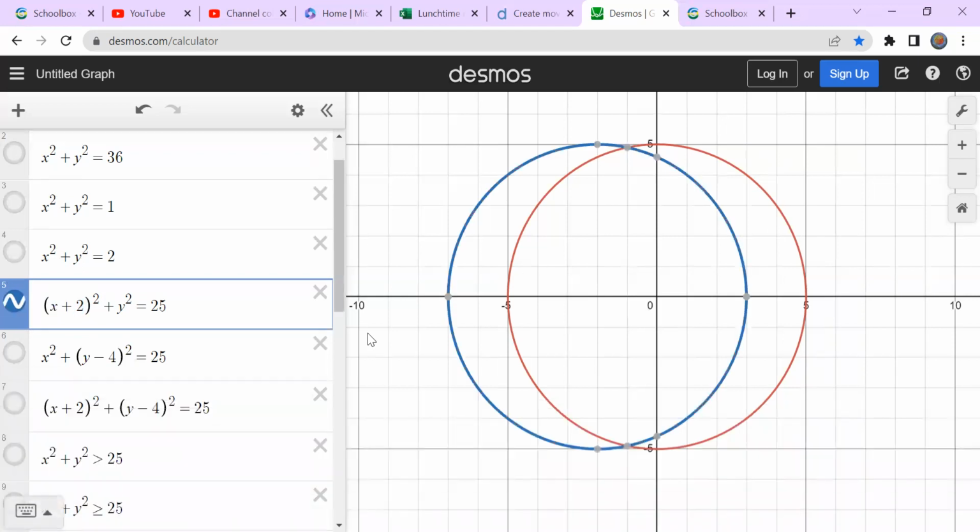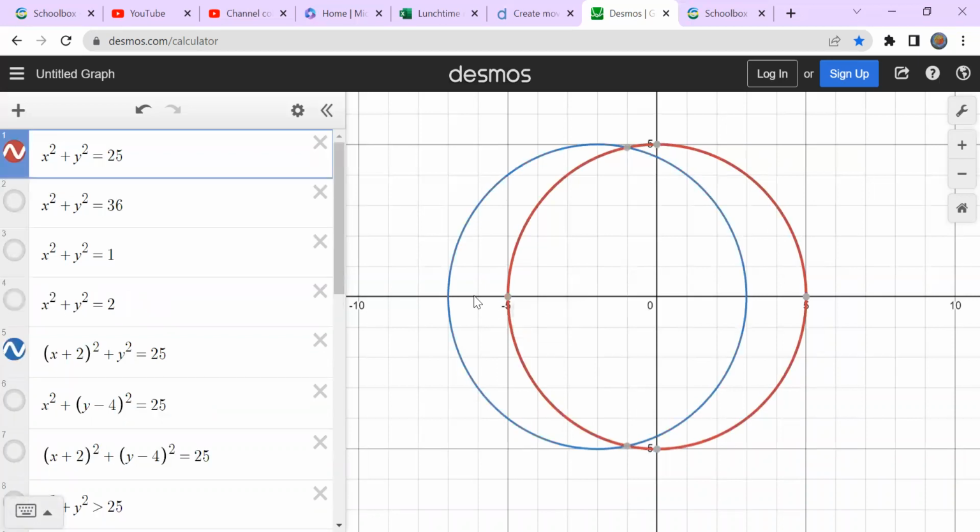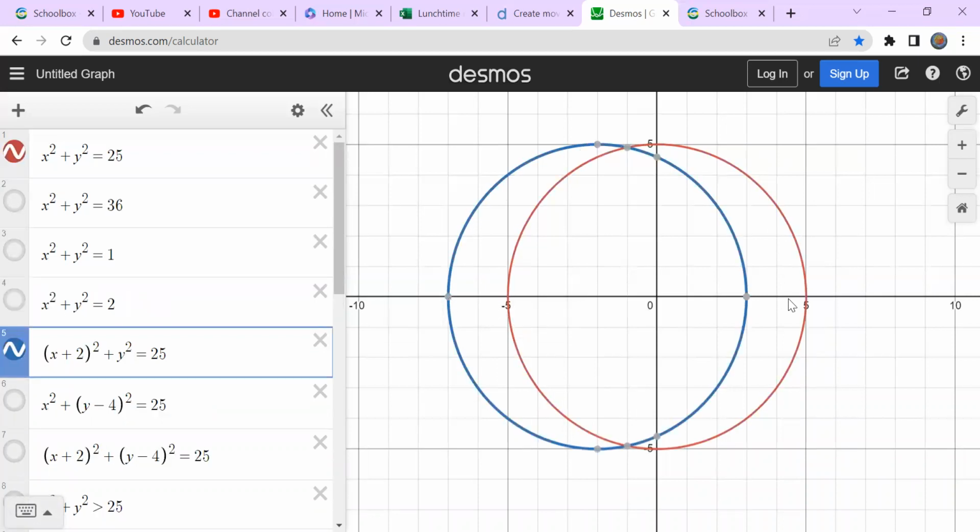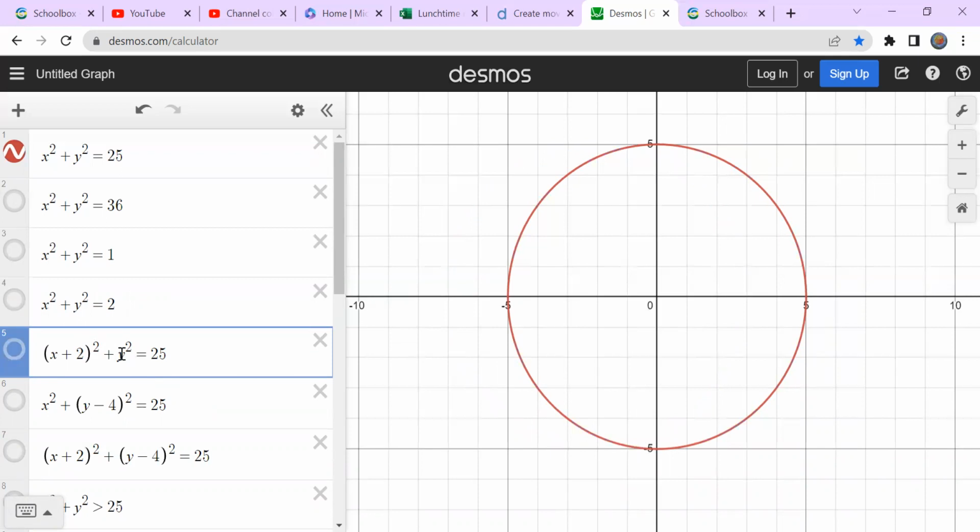So let's have a look at the picture. The blue one has appeared, 2 spots to the left. So from there to there. So it's gone 2 spaces to the left. Okay, so that's moving to the left. What about moving up and down? Well, up and down is the y-axis.